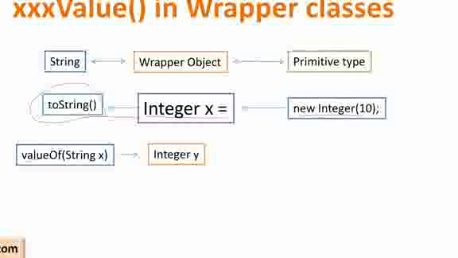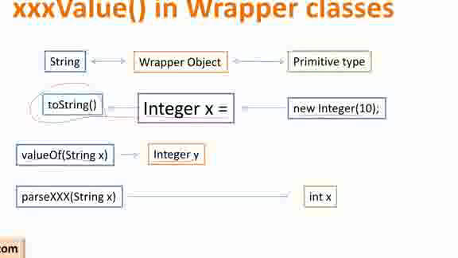Again, if you have a string, you can directly get a primitive data type using parseByte, parseShort methods. This is how you can achieve the conversion between string and primitive data types. There's another method with an argument called radix.